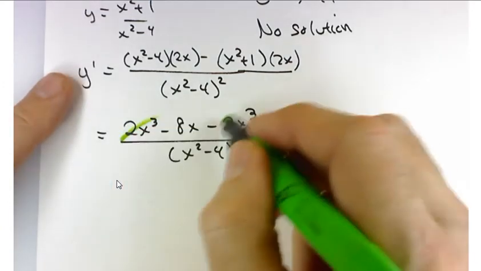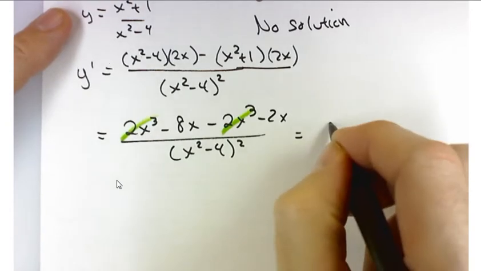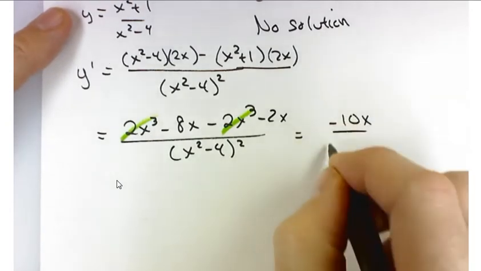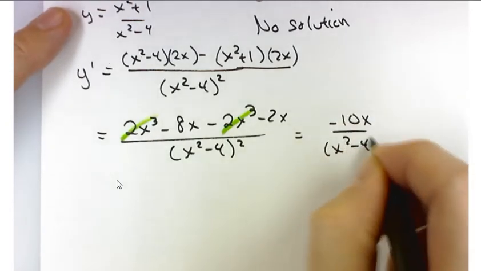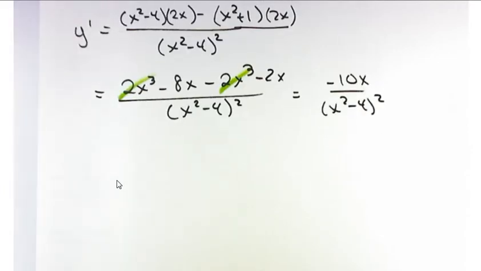Mercifully, we get a little cancellation and some simplification. Overall, you should get negative 10x over x squared minus 4 squared. That's our first derivative. Let's keep going and calculate the second derivative while we're in kind of this mode of calculating derivatives.